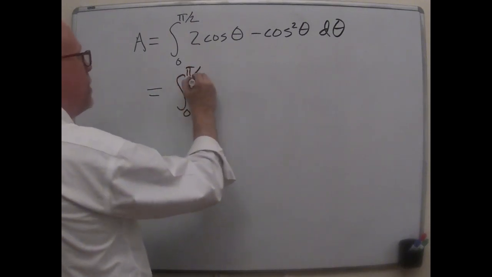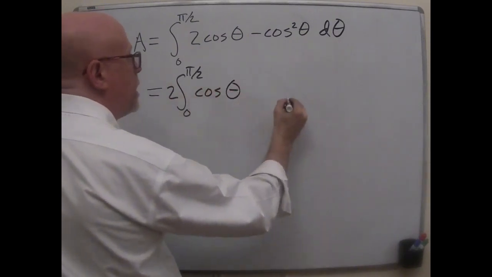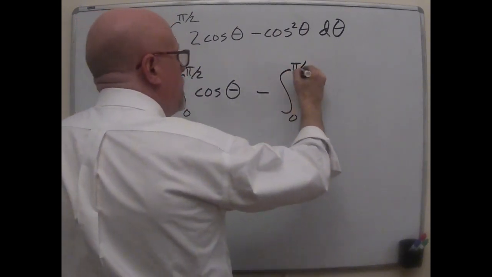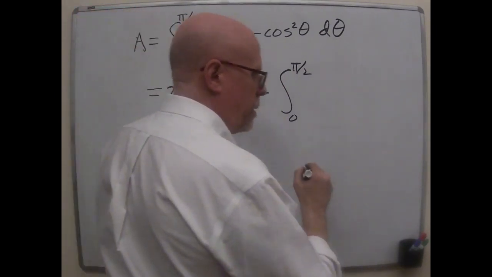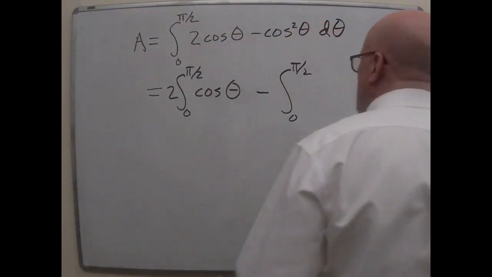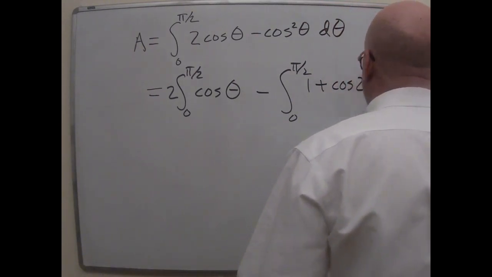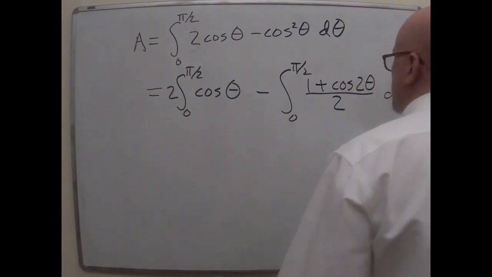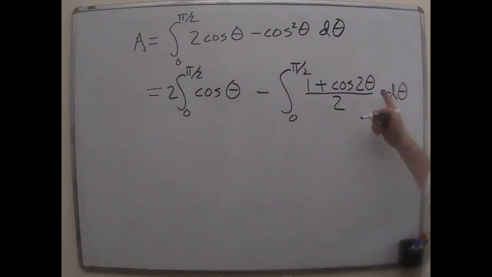The integral from 0 to pi over 2 of 2 cos theta, and then minus the integral from 0 to pi over 2 of, well, yeah, now I'm going to do the substitution I just mentioned. Cos squared is (1 plus cos 2x) over 2, or cos 2 theta over 2 theta. All right. Not so bad.